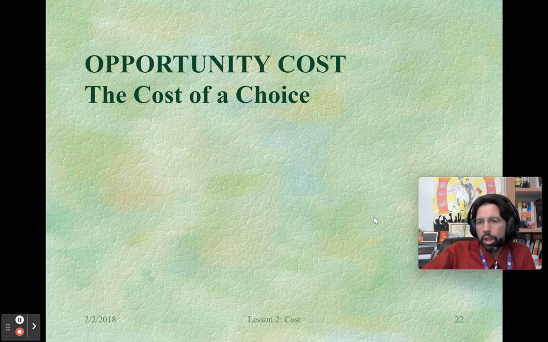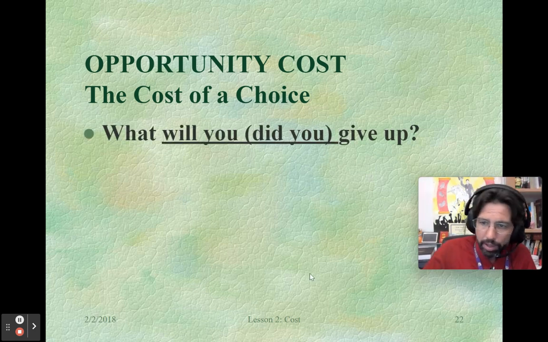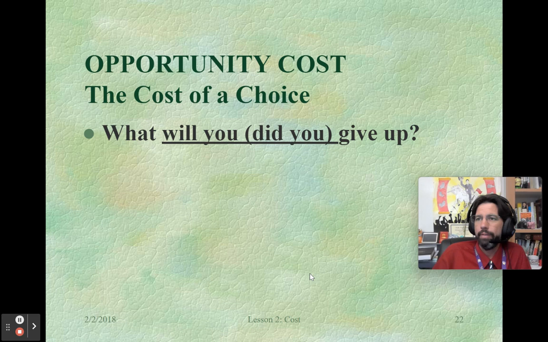And what we're looking at here is what is the second choice that I gave up. And that is the concept of an opportunity cost. So when I make a choice about something, like if I decide to hang my laundry instead of put it in a dryer, what will I or did I actually give up? So if I hang my laundry, I'm not putting it in a dryer. And that has costs and benefits.